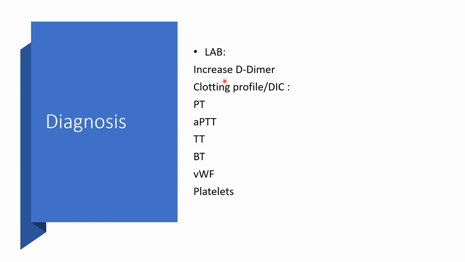So we are not done at the lab. We want to see what is happening to the D-dimer. There could be increased D-dimer, and we'll check the clotting profile for DIC, that is disseminated intravascular coagulopathy. So what is happening to PT? That will give us a clue to liver-related clotting factors. And APTT, TT, BT, that is bleeding time, von Willebrand factor, and platelets.